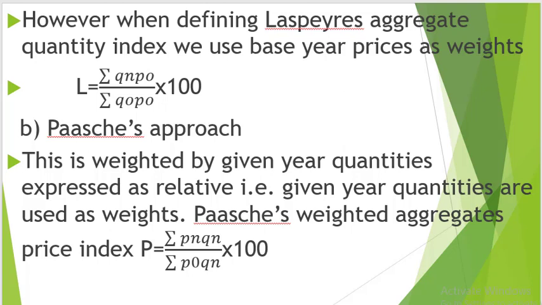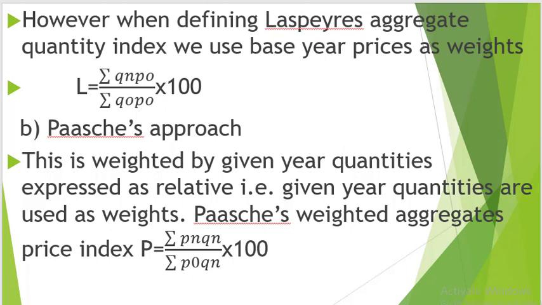However, when defining Laspeyres aggregate quantity index, we use base year prices as weights. Therefore, Laspeyres aggregate quantity index is equal to summing Qn P naught over summing Q naught P naught times 100. And then B is Paasche approach.